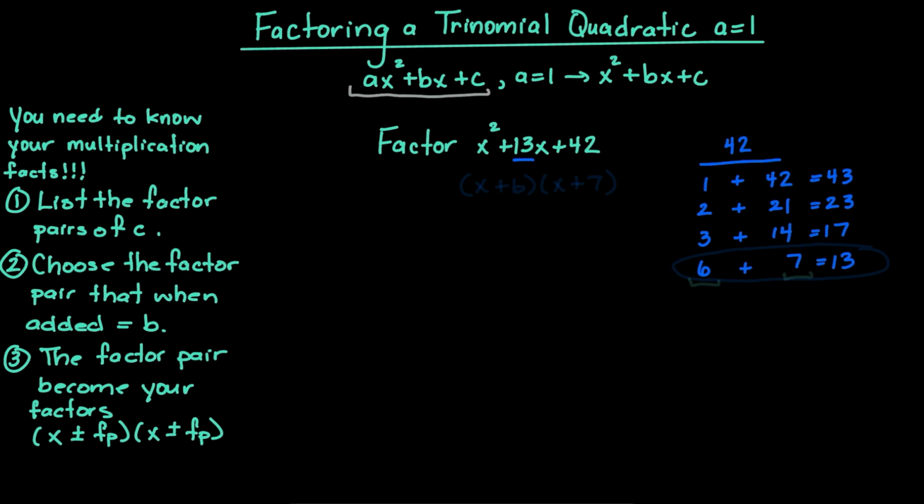When you're factoring, you are going to want to get to a point where you no longer have to list out the factor pairs. You can kind of go through them in your head. But if you're just starting, listing out the factor pairs is a great tool to help you see. So 6 plus 7 is 13. So that means 6 and 7, that's our factor pair. So x squared plus 13x plus 42 will factor into x plus 6 times x plus 7. And we're done.